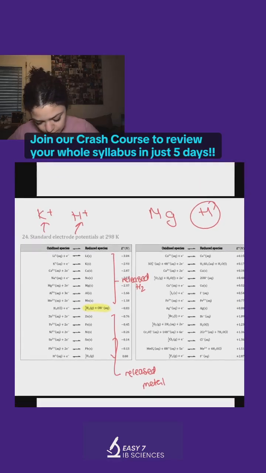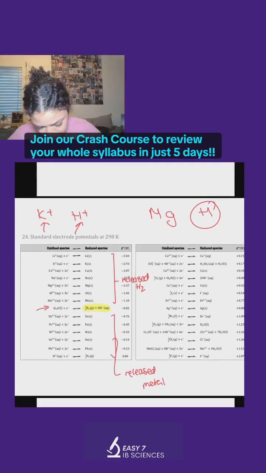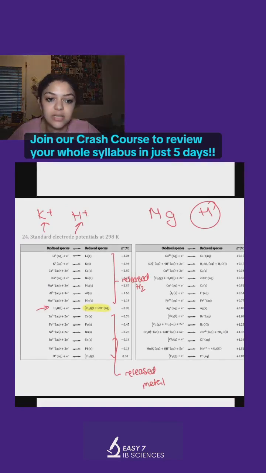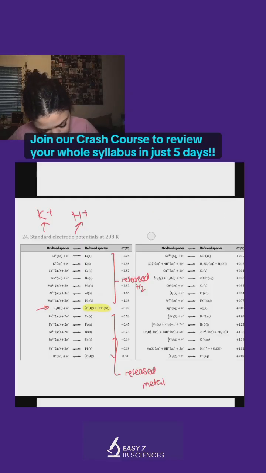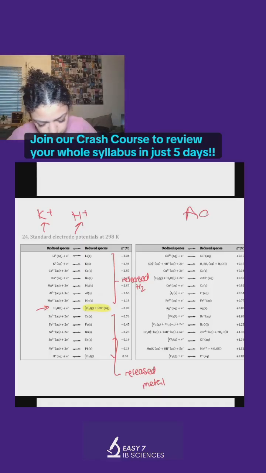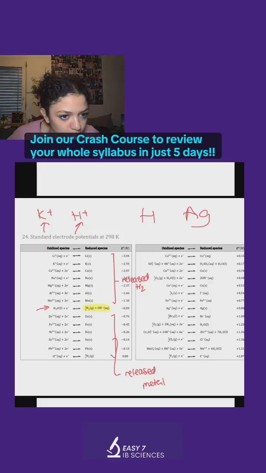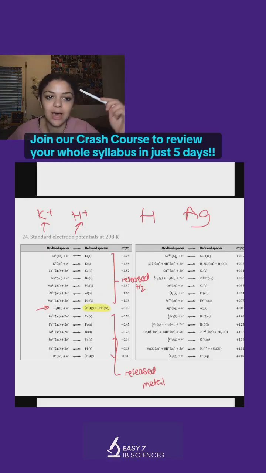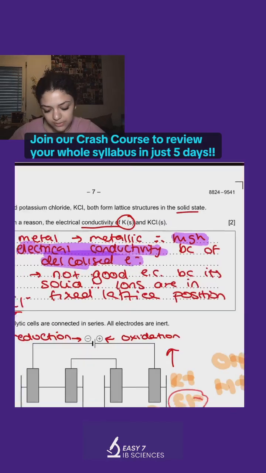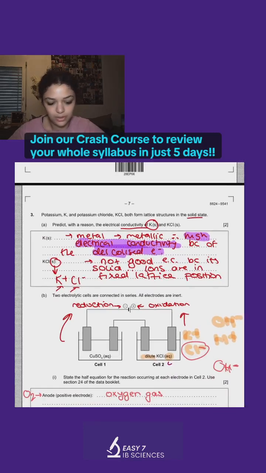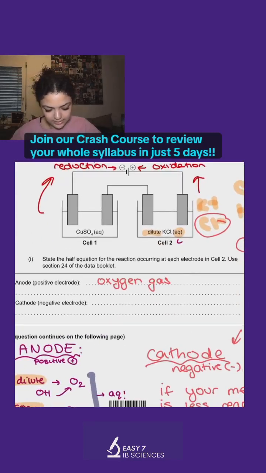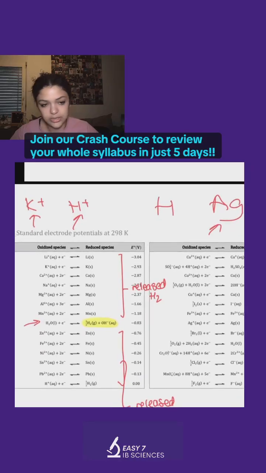Can I zoom out? Of course. So hydrogen is less reactive than magnesium. It requires less energy, and therefore hydrogen is going to be released. Now, what about silver? Which one's going to be released, guys? The higher one in the data booklet, exactly. Higher one in the data booklet is going to be released. But in terms of the concept, it's the less reactive one that is going to be released because it doesn't require as much energy. Ag, very good, guys. Does that make much more sense? Hopefully that does. So now going back to this question, I have my potassium and I have my hydrogen. Which one's going to be released, guys?